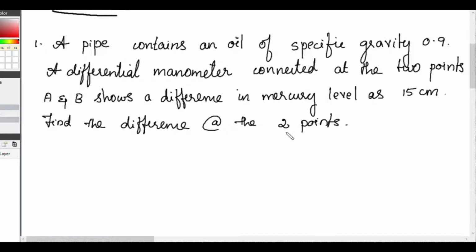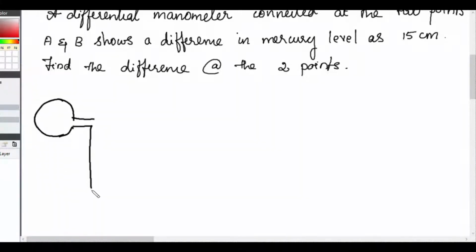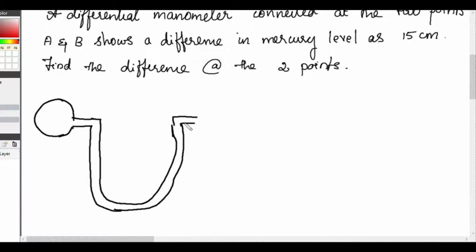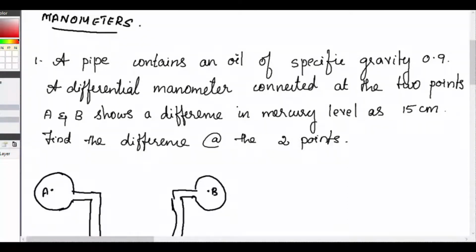So this is a simple differential manometer problem. So first of all we will draw the diagram. So we have 2 points A and B. So this is a U tube. Let us take this point as A and this point as B. Now it is given the pipe contains an oil of specific gravity 0.9. So this pipe contains an oil of specific gravity 0.9.